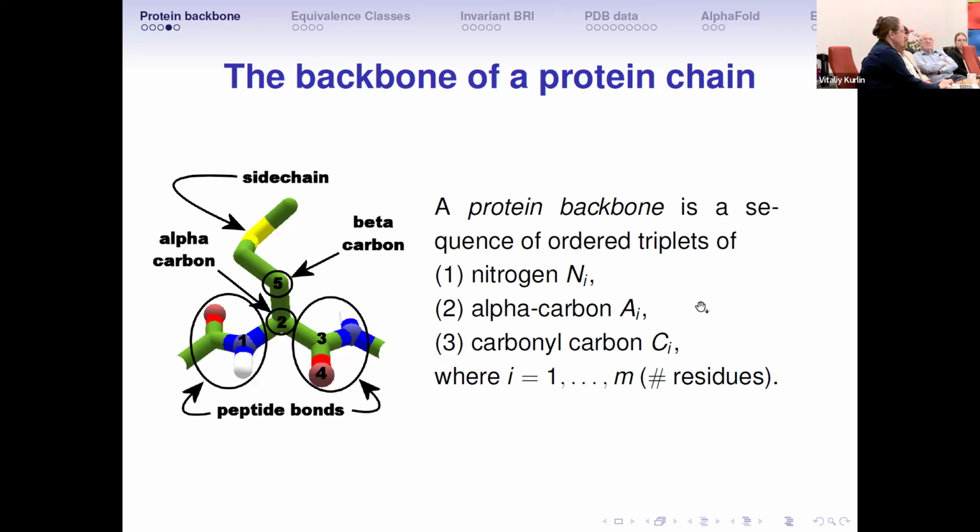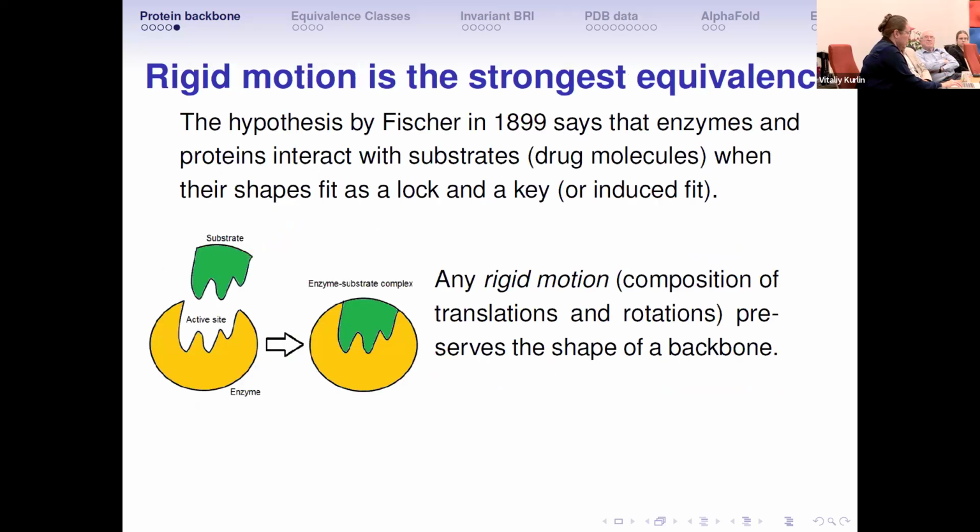So we introduce different notations for them: the so-called alpha carbon, which is not connected to the next residue, we denote as A, and the other carbon that is used in the connection we denote as C. Then the backbone for us will consist of a collection of nitrogens, alpha carbons, and carbonyl carbons. So how to actually consider this shape?